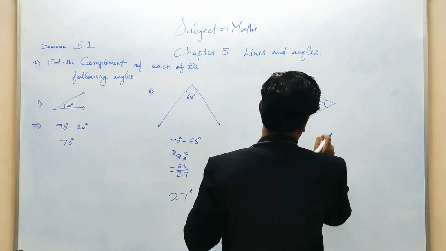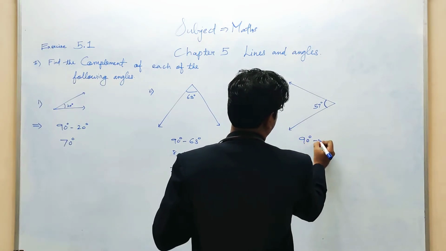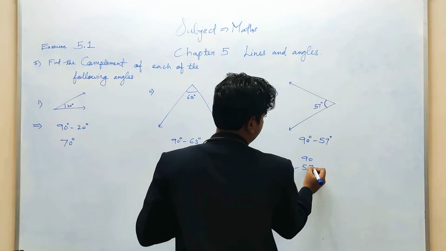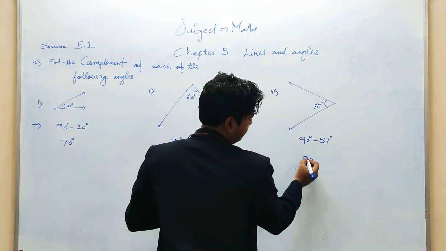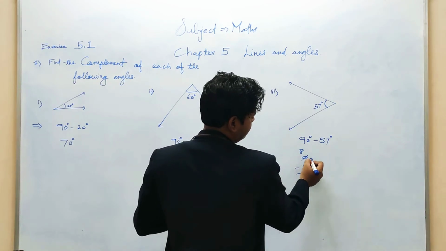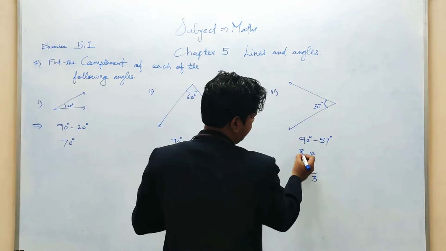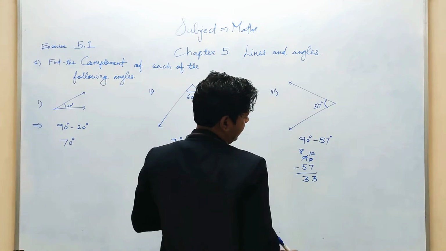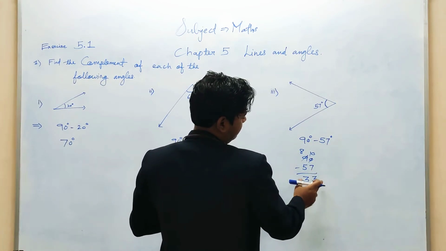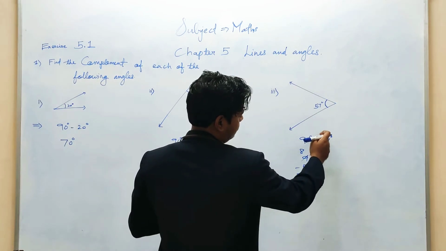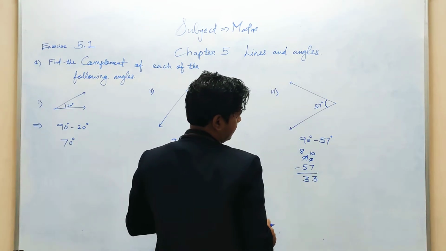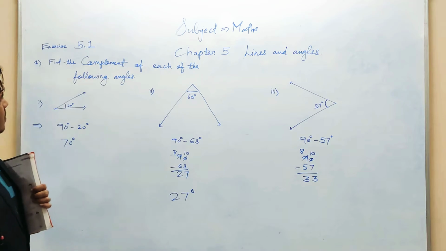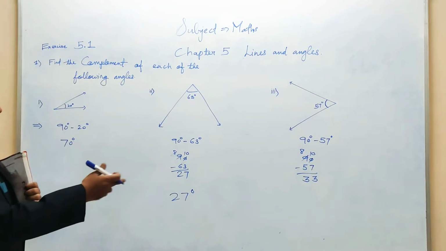Next is what? 57 degrees. Again subtract this from 90 degree, 90 minus 57. This will be 8, this will become 10, 10 minus 7 is 3, 8 minus 5 is again 3. Okay, so again if we add this, 7 plus 3 is 10, 1 will go, 5 plus 3 is 8 plus 1 is 9, 90 degree. Okay, so these were the complements of these given angles.